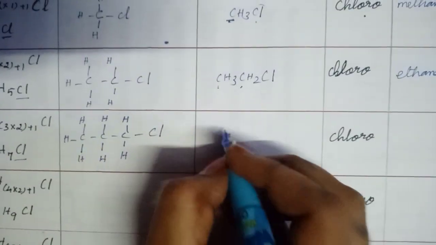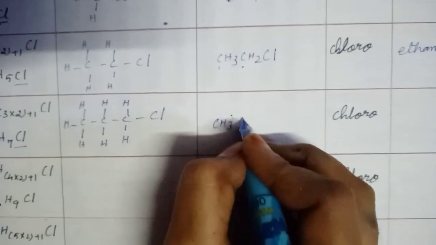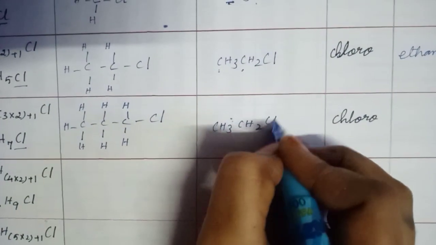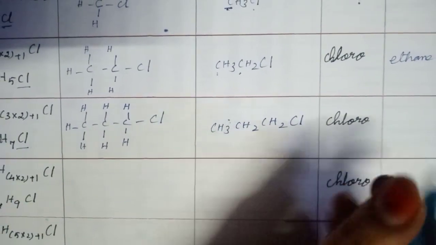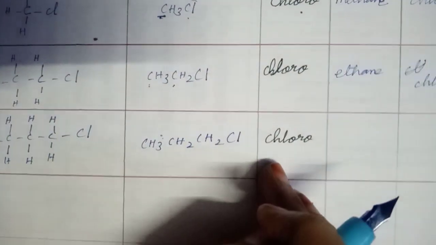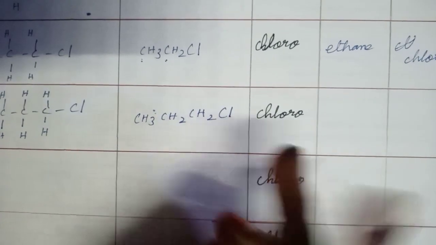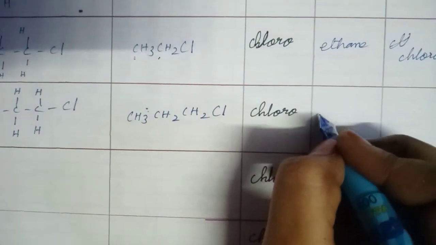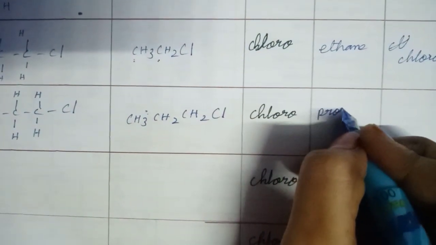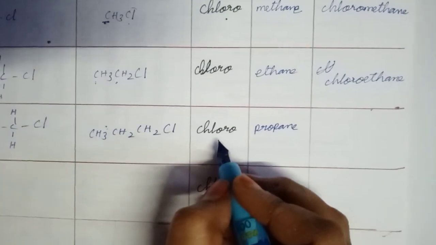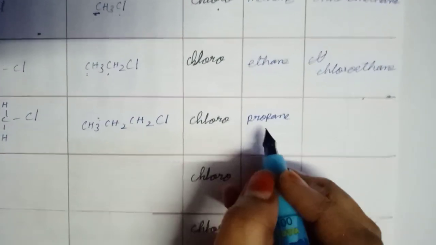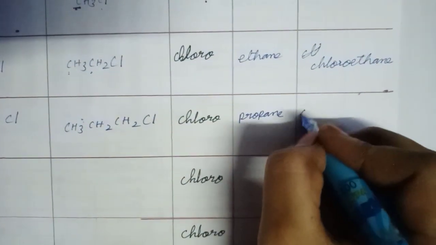Next, the condensed form is CH3CH2CH2Cl. So the prefix is chloro, and the alkane name: meth, eth, prop. So the root word is prop and the alkane is propane. Prefix plus alkane name, chloro plus propane, chloropropane.